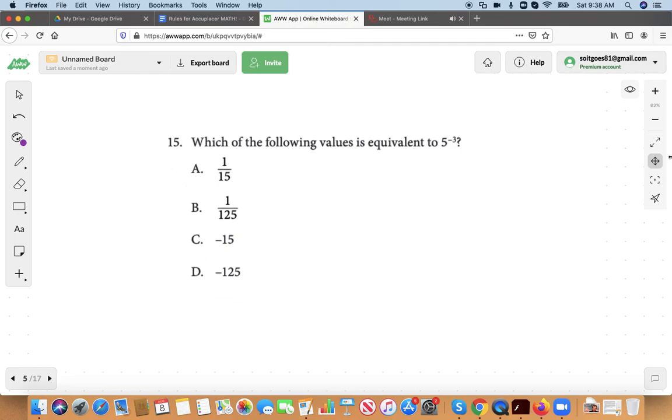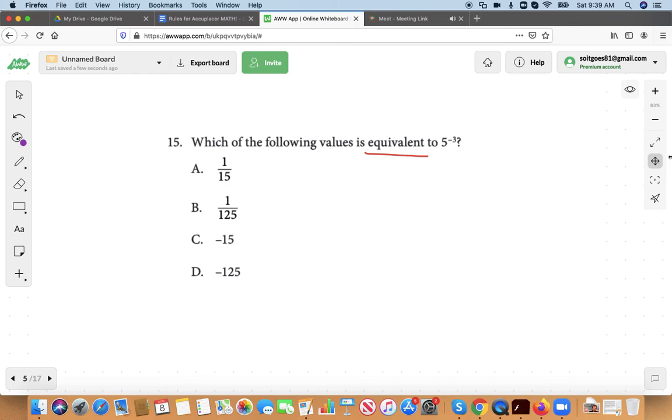Number 15, go ahead and read this one for us, please. Which of the following values is equivalent to 5 to the negative third power? Yeah, 5 to the power of negative 3. Now, let's talk about that word equivalent. What does equivalent mean? Equal to, absolutely. Okay, 5 to the negative third power. This is a little tricky. You kind of just have to know the right operation here, and you'll see questions like this on the Accuplacer.